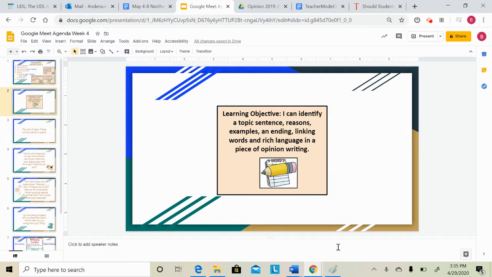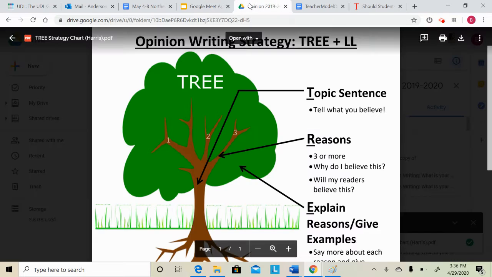Everyone, it is time for a writing lesson about opinion writing. Our goal for this lesson is: I can identify a topic sentence, reasons, examples, and ending, linking words, and rich language in a piece of opinion writing. So we are looking for qualities of good opinion writing, and we're going to do this using the opinion writing strategy called TREE+LL. You can see that this covers all of the parts that should be in an opinion paragraph.